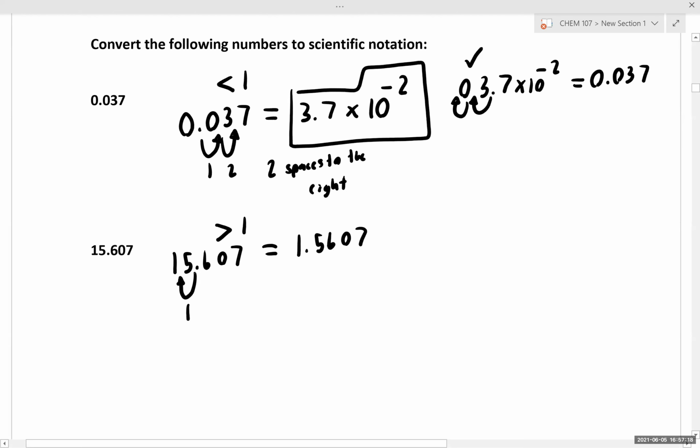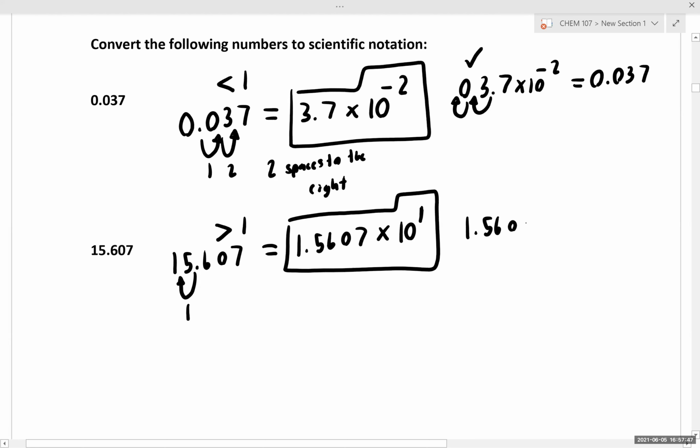And following our rules for converting numbers into scientific notation, since we moved our decimal point 1 space to the left, and because our starting number is greater than 1, we're going to have a positive power of 10, in this case 10 to the first. So we rewrite this number as 1.5607 times 10 to the first.